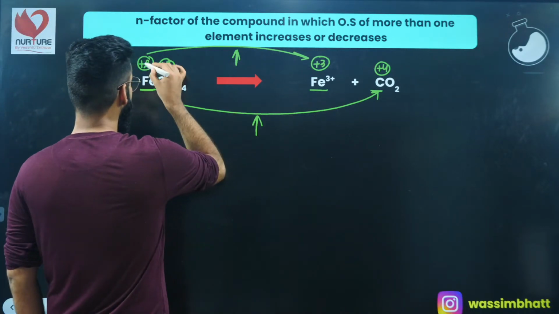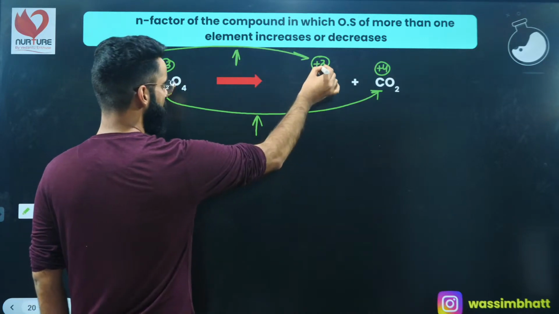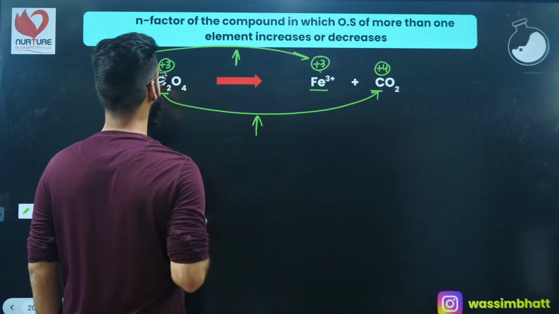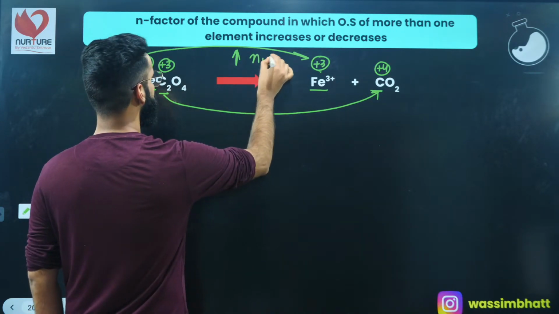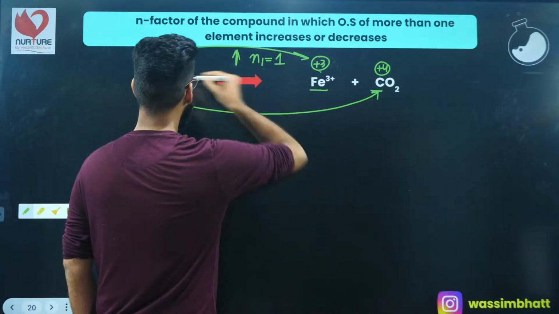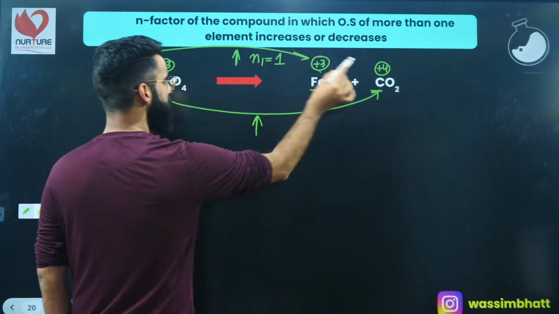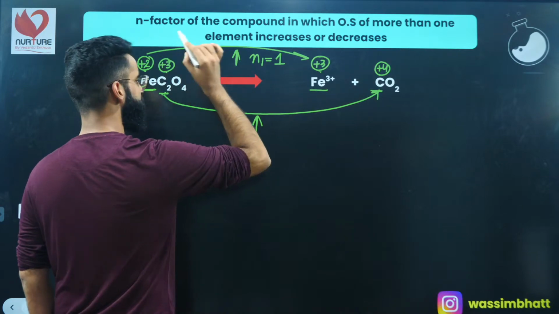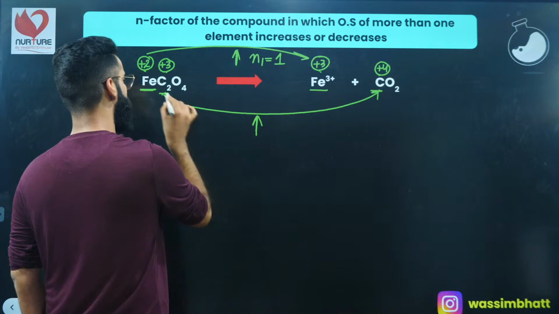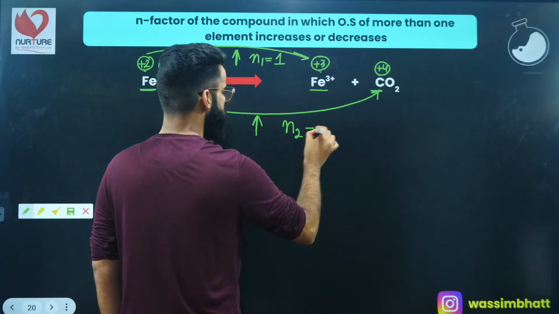See guys, iron is changing its oxidation state from +2 to +3. What is the change in oxidation state? Final minus initial. The value comes out to be 1, right? So N1 value will be equal to 1, right? Similarly, +3 to +4. What is the change in oxidation state? Final oxidation state minus initial oxidation state. So final is +4, initial is +3. The value comes out to be 1. But 1 is the change in the oxidation state for 1 atom of carbon. But currently I have 2 atoms of carbon. So 1 multiplied by 2 comes out to be 2. So N2 value is equal to 2.